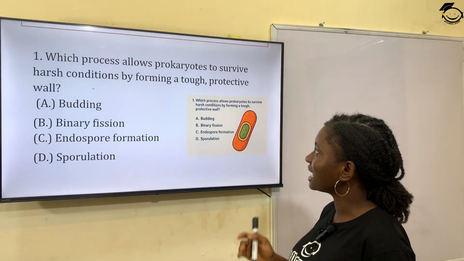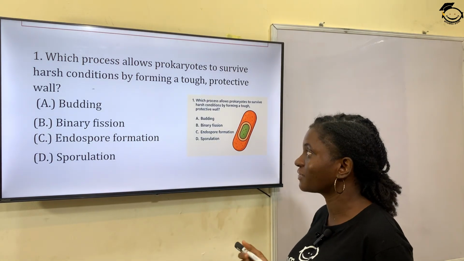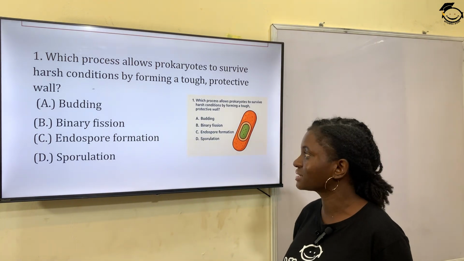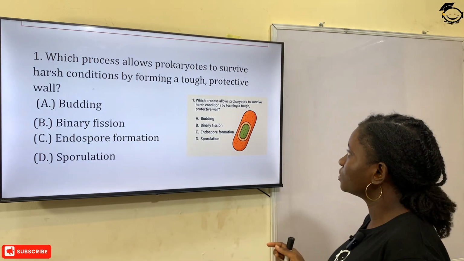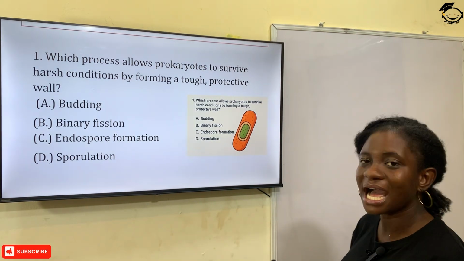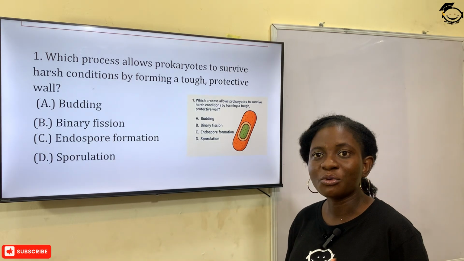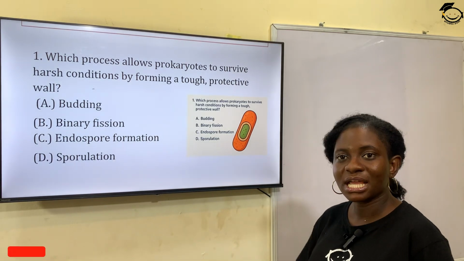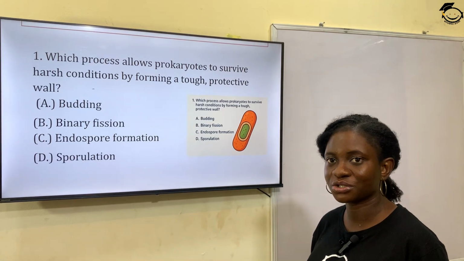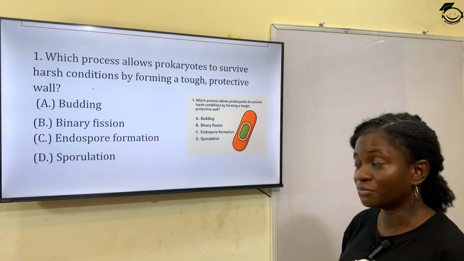Which process allows prokaryotes to survive harsh conditions by forming a tough protective wall? To simplify, this question is mainly talking about how prokaryotes, for example bacteria, are able to adapt to stress like high temperature and lack of nutrients.